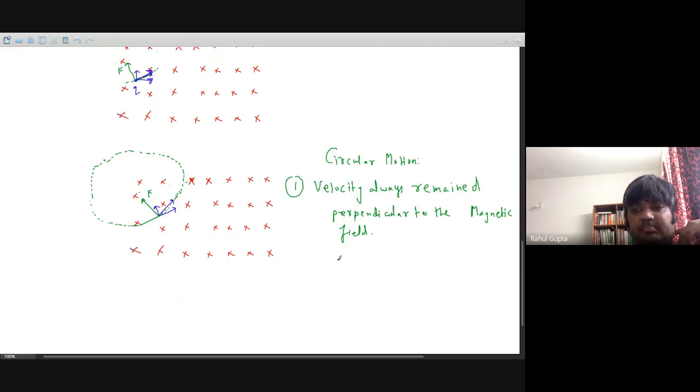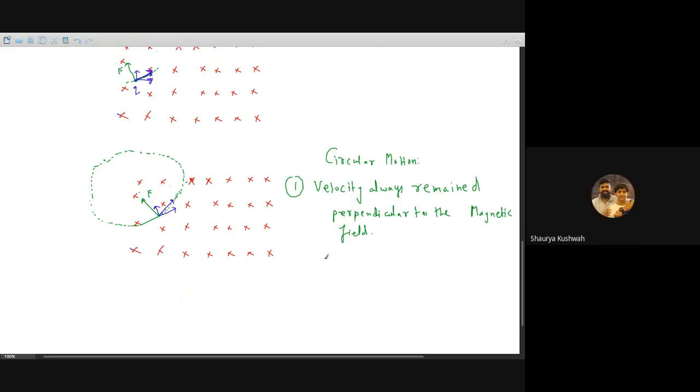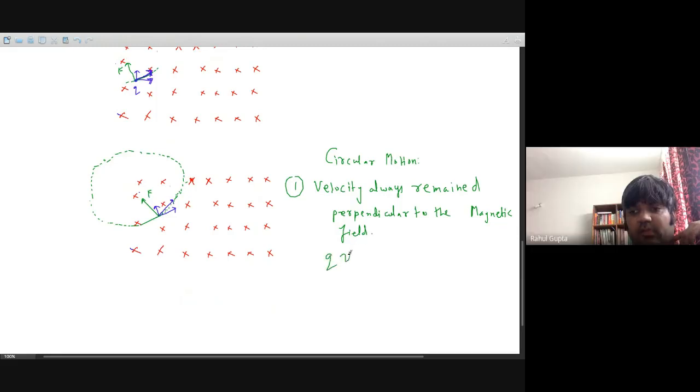Okay. Hello? Yes, sir. Because v and B are always remaining perpendicular, |q v cross B| equals q v B sin 90, which is equal to q v B. Do you get it?